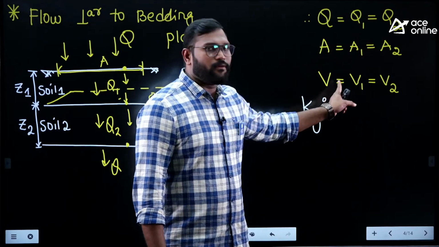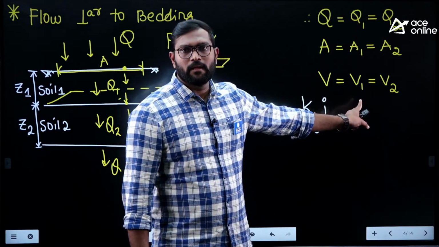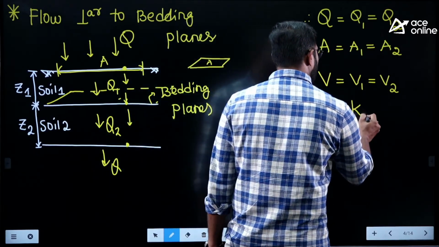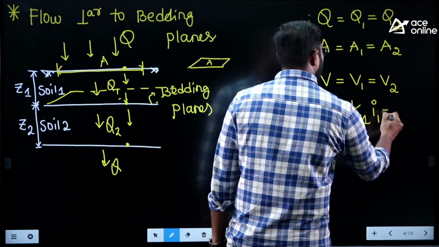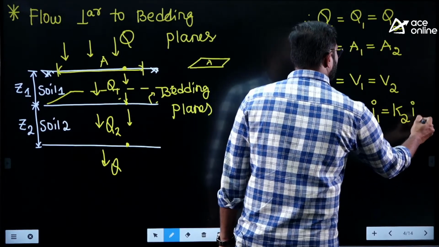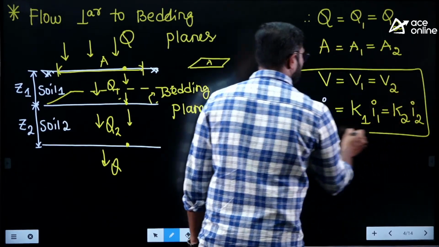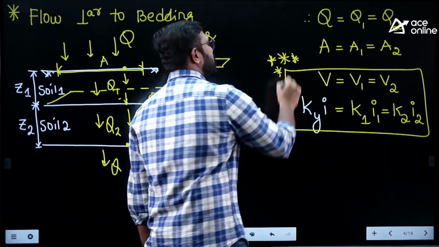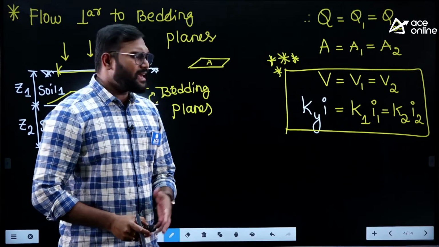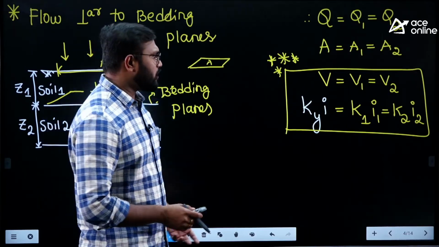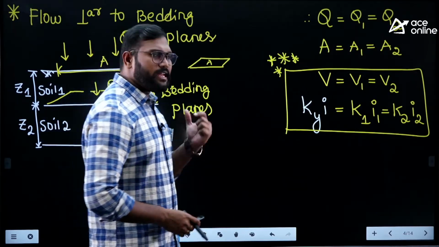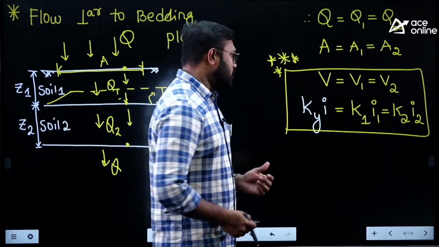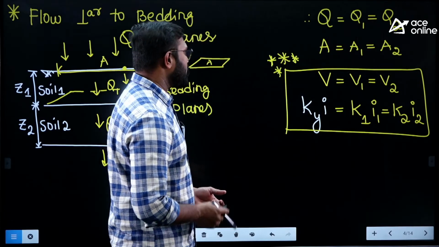I told you the velocity is the same, not the hydraulic gradient. So Kz into i equals, for soil 1, K1 i1, and for soil 2, K2 i2. This is the logic, my dear. But sir, I require some equations. Can you please write down some equation? So I need an equation such that I can find the Kz value directly. Okay, so if you want to find that equation, let's see.